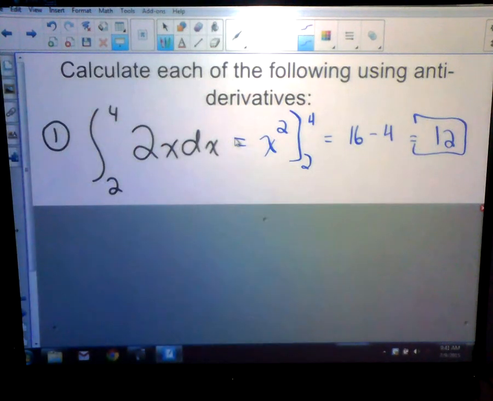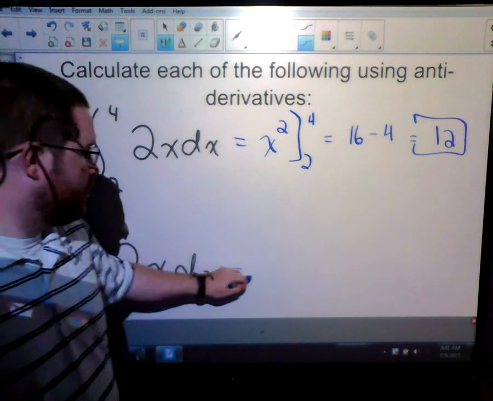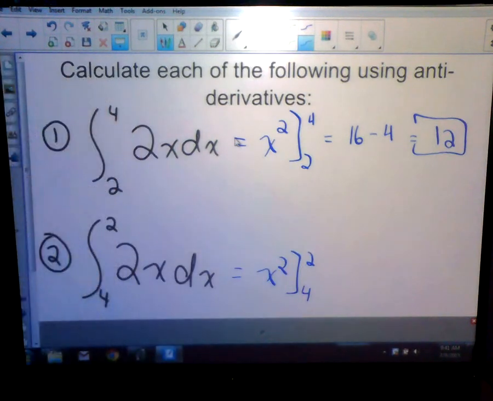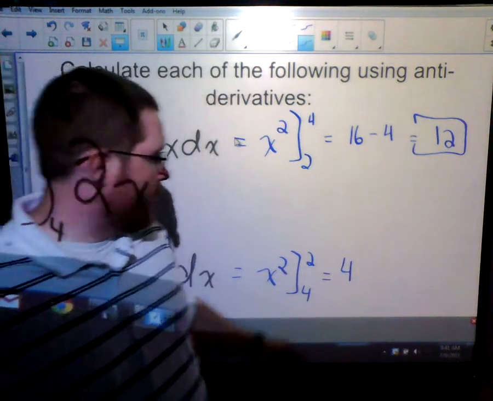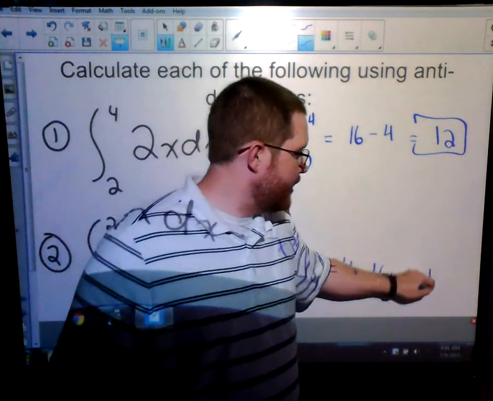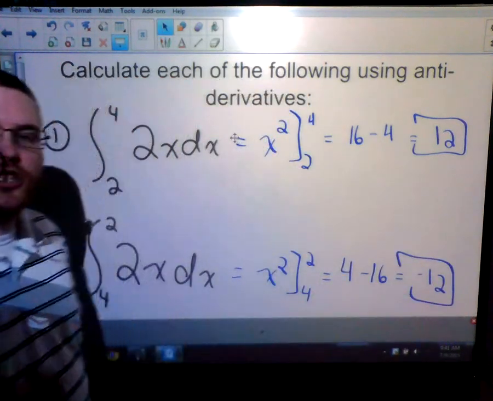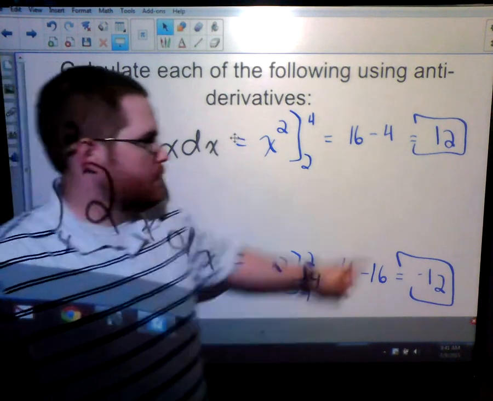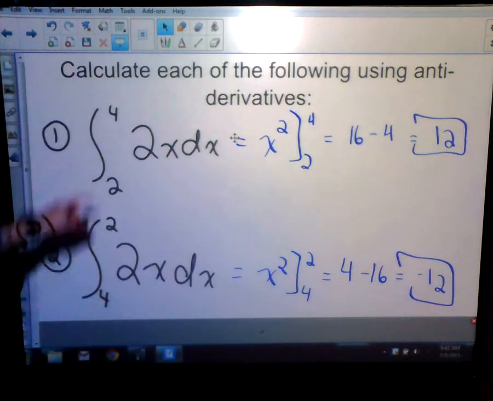Okay? Let's compare that one to this one. It's almost the exact same problem, except the bounds are switched. But I'm going to follow my rules. This time the bounds are backwards, but I still plug in the top one first, 4, then plug in the bottom one second, 16, and I get negative 12. So what's the general integral rule? If you switch the bounds, it negates the answer. That's just the general rule, something you need to know.